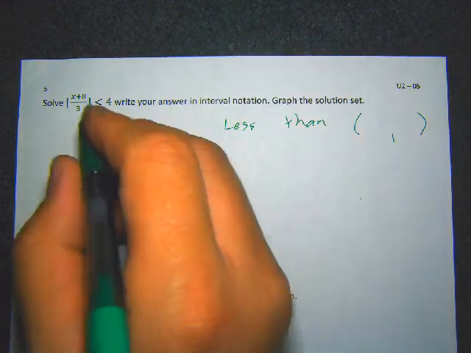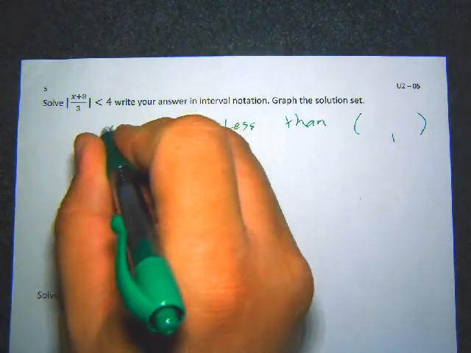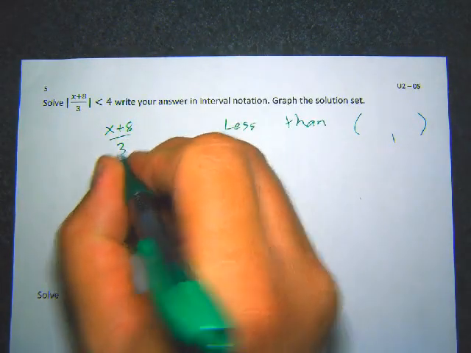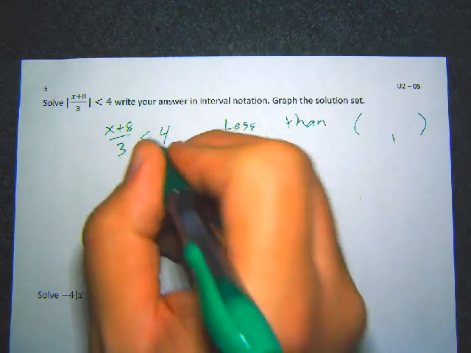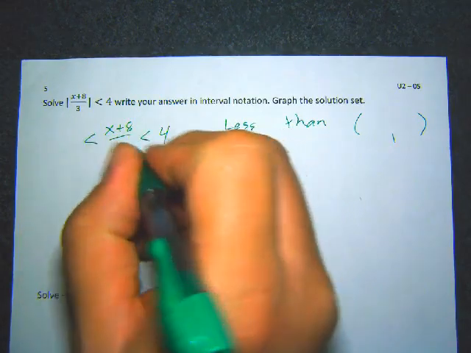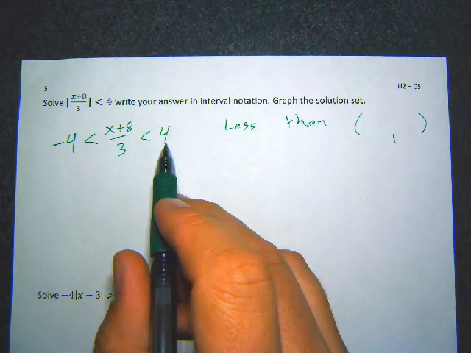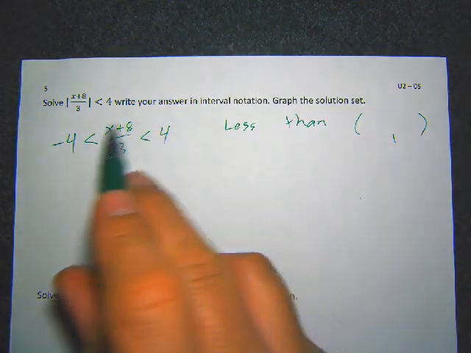Just like before, to do this, we take this expression, x plus 8 over 3, and we say, okay, it has to be less than 4, but it also has to be bigger than the negative version. So we're going to say it has to be between 4 and negative 4.